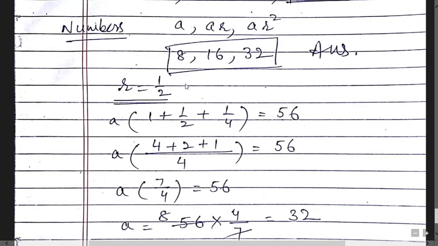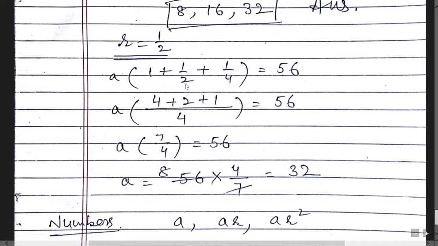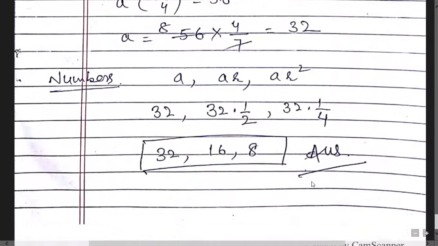If r is equal to 1 over 2, then a into (1 plus 1 over 2 plus 1 over 4). Basically the statement is a into (1 plus r plus r square) is equal to 56. That's why 1 plus 1 over 2 plus 1 over 4 is there. Now take LCM. This value is 7 over 4. Then shift to the right hand side: 4 is multiplied and 7 is divided. 7 into 8 is 56. 8 into 4 is 32. It means the value of a is 32.